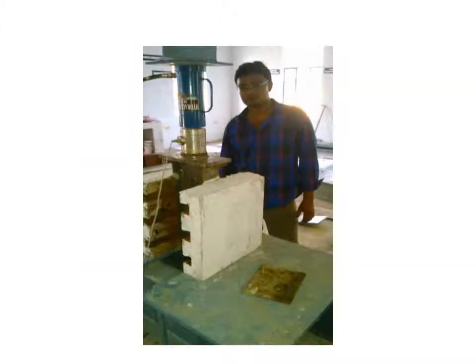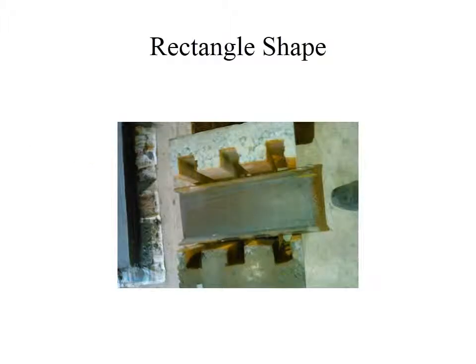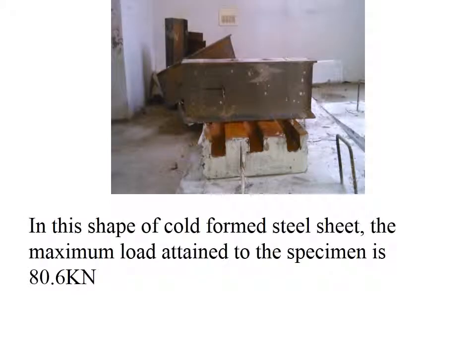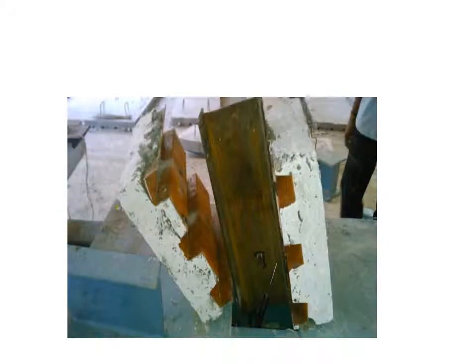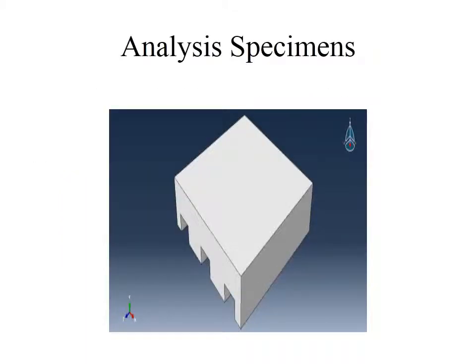It is a testing specimen. While placing the load cell at the top, we detect the maximum load attained by the specimen. In this re-entrant shape, 7 kN, rectangle shape 80.6 kN, trapezoidal shape, the specimen failed at the maximum load of 6 kN. I am doing the analysis using the analysis software Abaqus.